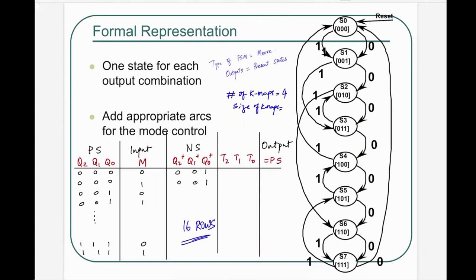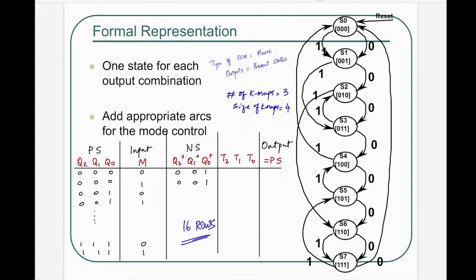All right, so we need T2, T1, T0, and output equals PS, but not in general, right? For this one, it is 4 K-maps, and the size of the K-map would also be 4, because you're writing a logic expression for T2, T1, T0, output. Actually, we are not going to write it for output. No, we don't need it. You guys are right. We don't need it for output.